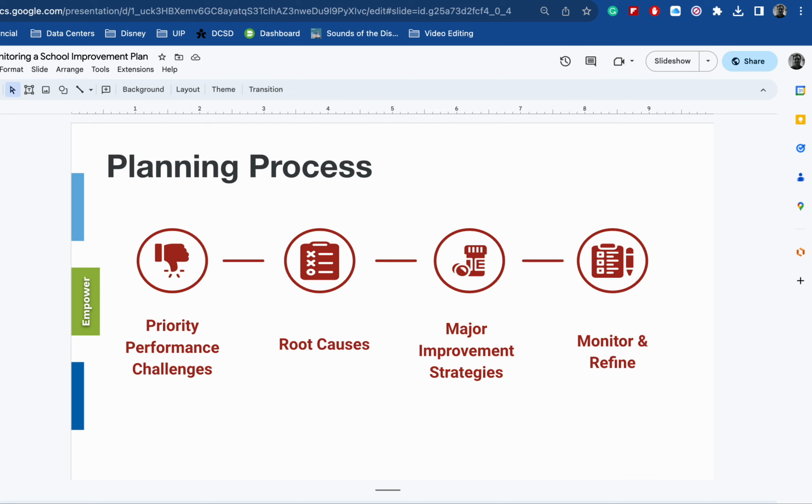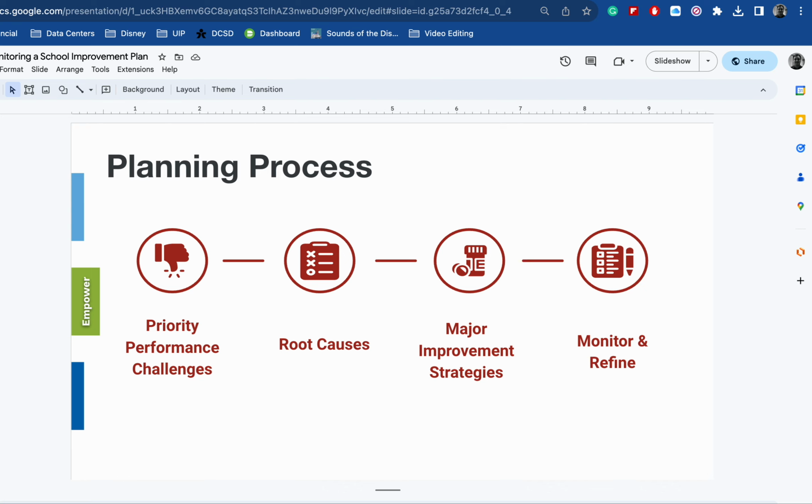All right, welcome to looking at and identifying root causes to those priority performance challenges. There are a number of protocols that teams can use to identify root causes, and linked on the site, there's also a guidance document from CDE to look at and list possible root causes. I wanted to quickly highlight, in a very high-level overview, what a good process could look like if you have identified a priority performance challenge for your school.